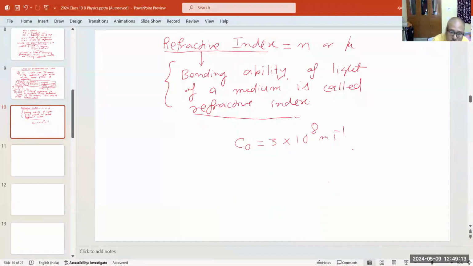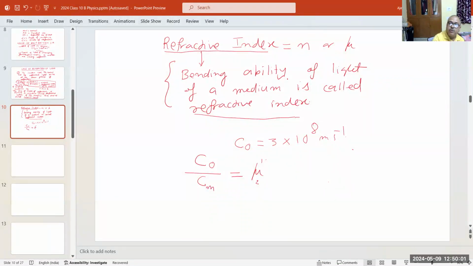What is it called? Mu. Pay attention, it is a new term. The speed of light in the vacuum to the speed of light in the medium is equal to mu. This is called refractive index. Speed of light in the vacuum to the speed of light in the medium. Light is coming from vacuum, this is 1, and light is coming to the particular medium, this is 2.